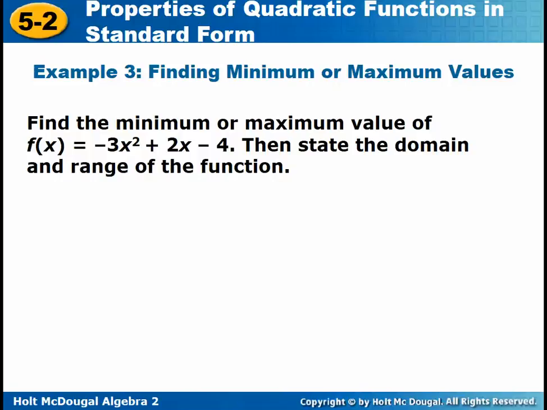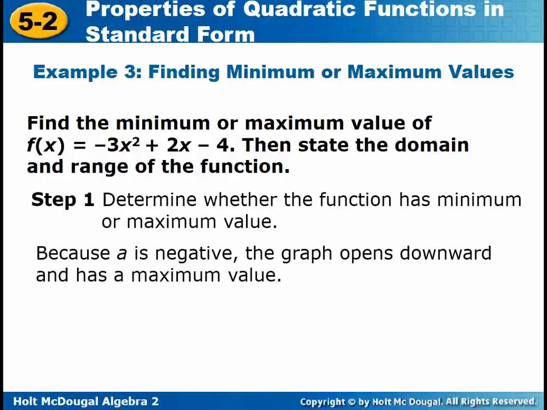This asks you to find the minimum or maximum value. It can only have one of them, never both, and state the domain and range of the function. So we need to know the y value of the vertex. Let's find the vertex. First of all, this is going to open downward, so it's going to have a maximum point, not a minimum point. This would be the max.